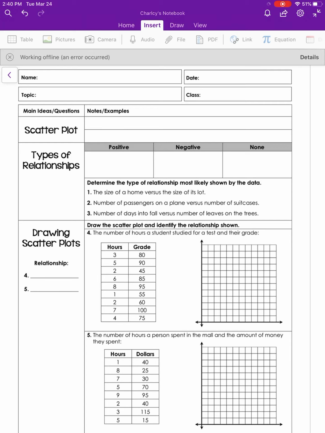I know this has been a crazy year for 8th grade. It's been a crazy year for my first year of teaching too, but we're going to get through it together, and we're just going to learn about some new ways to learn about math, okay?